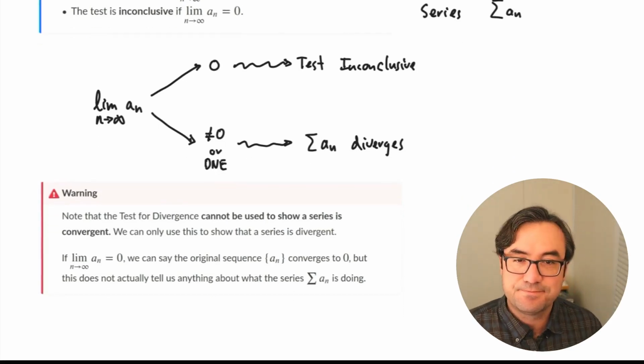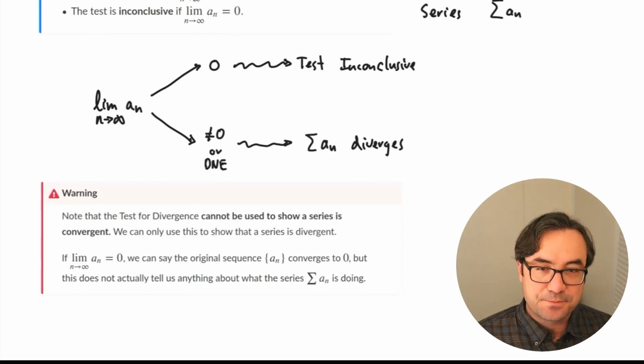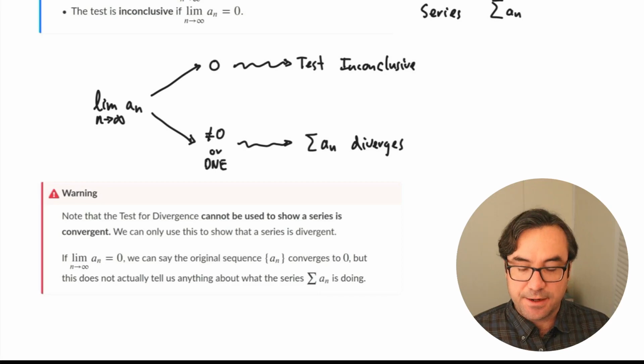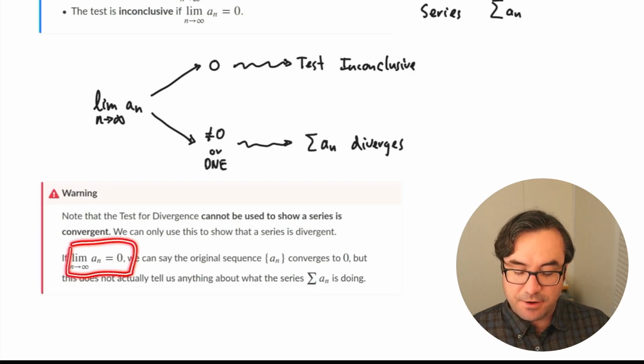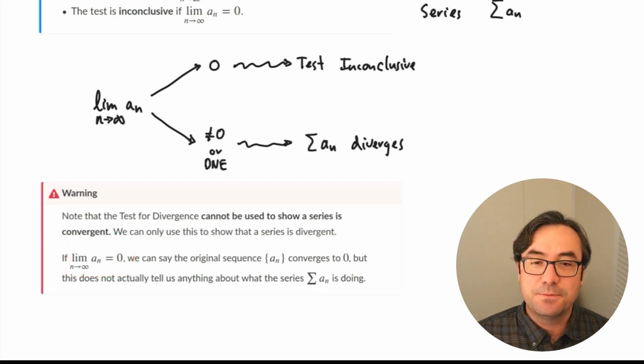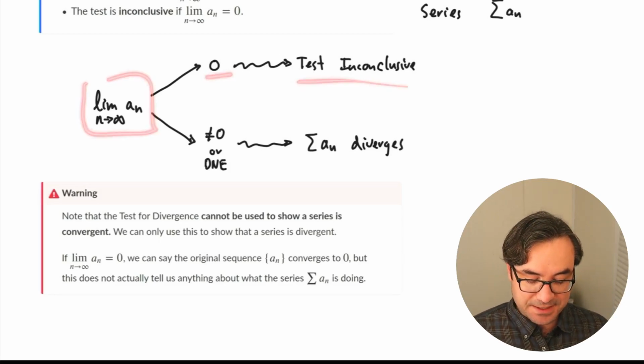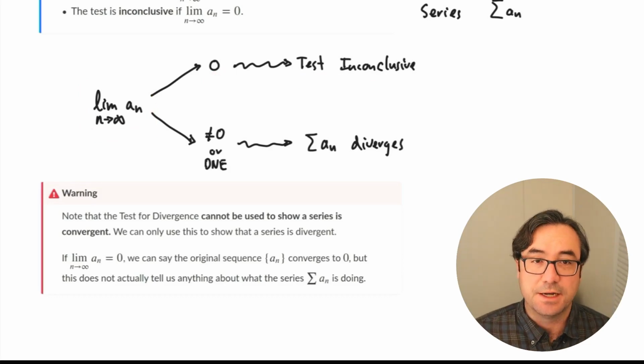And again, it's really worth mentioning when we calculate the limit of our original sequence and we get 0, it's really tempting to think that that's going to tell us something about our series. It just doesn't, unfortunately. So when we calculate this limit and we get 0, this test is inconclusive. All right, so let's try an example.